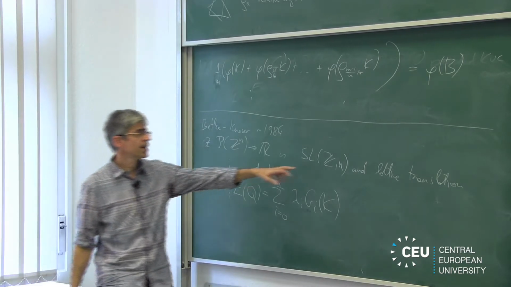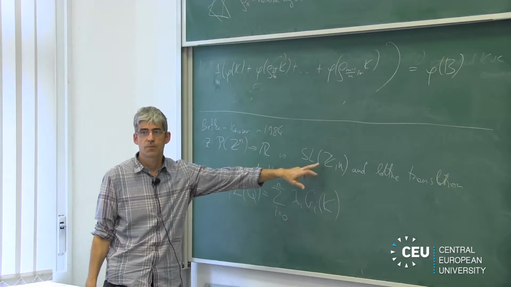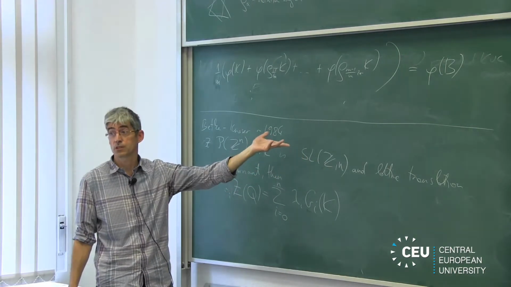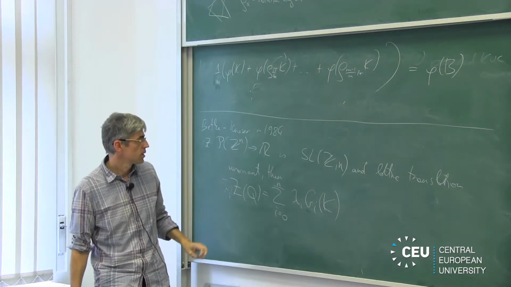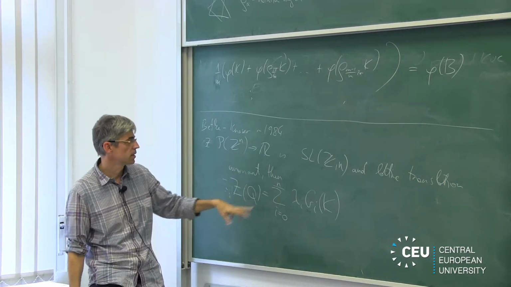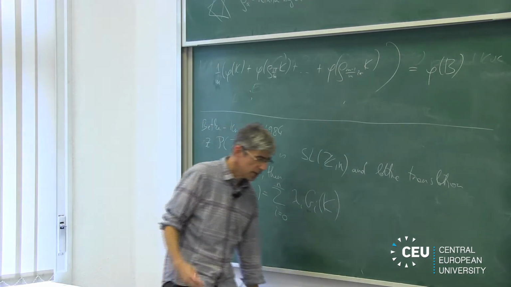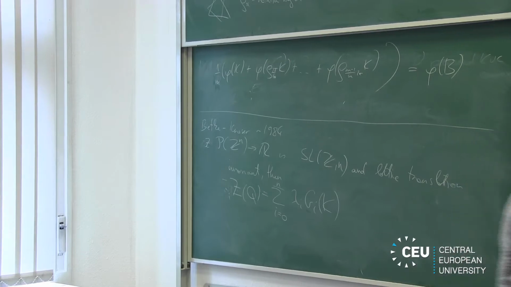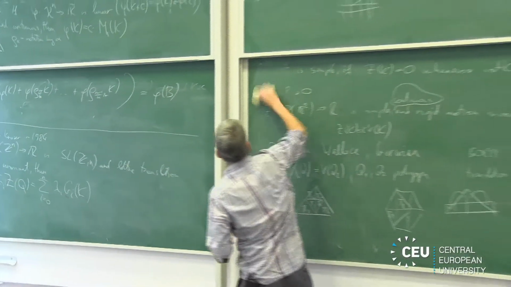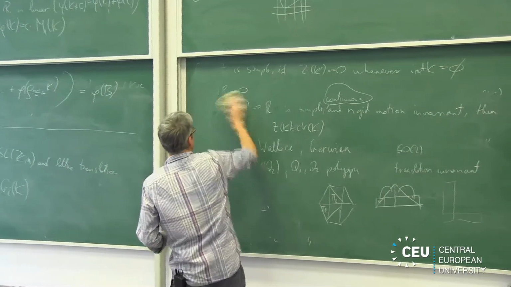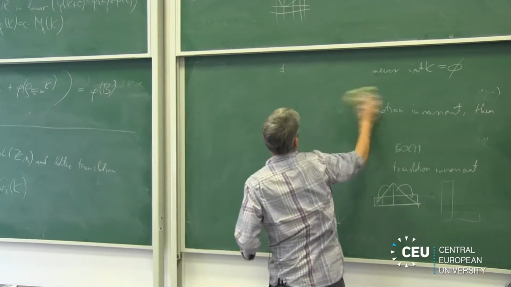Now, this SL_n Z is just all integer matrices whose determinant is 1. So actually, these are the unimodular transformations. If it is unimodular invariant, then there are n basic valuations that generate. Now, these n basic valuations are related to the number of lattice points.